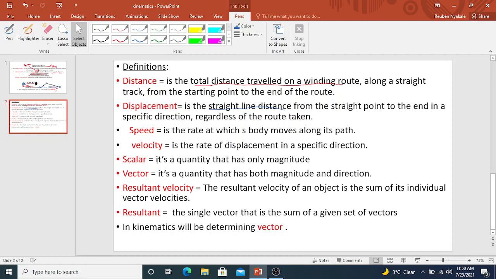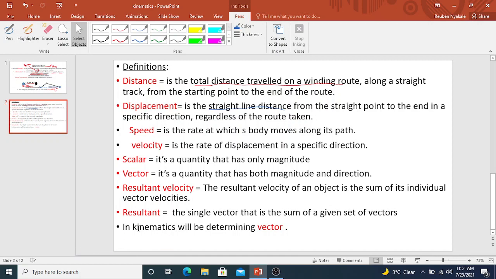The definition of a scalar: it's a quantity that has only magnitude. A vector is a quantity that has both magnitude and direction. The resultant velocity of an object is the sum of its individual vectors. A resultant is the single vector that is the sum of a given set of vectors.